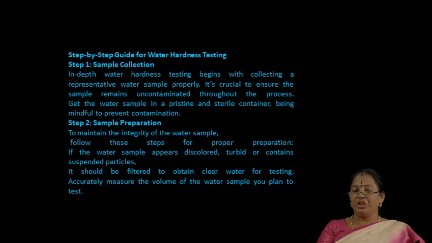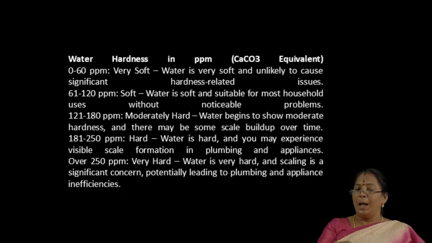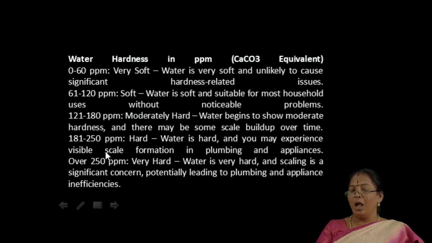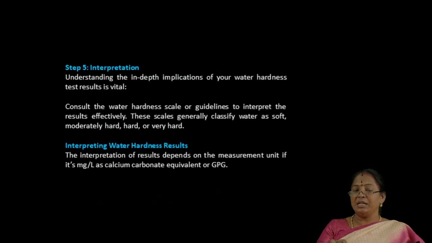This is sample collection, then sample preparation, then the third step, titration. EDTA is used and taken in the burette, as already told, and the burette reading is noted. Up to 60 ppm: ppm means parts per million, the unit used to measure the hardness of water. Up to 60 ppm it is soft water, up to 120 moderately hard, 180 to 250 hard, above 250 very hard water. Thus we can calculate the hardness level of that water.